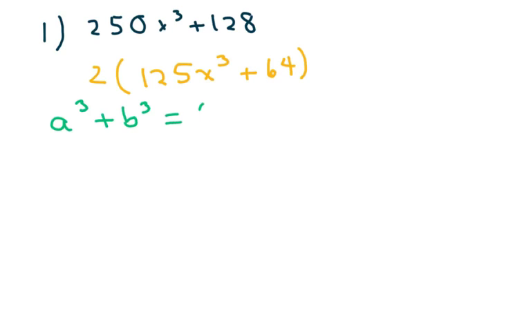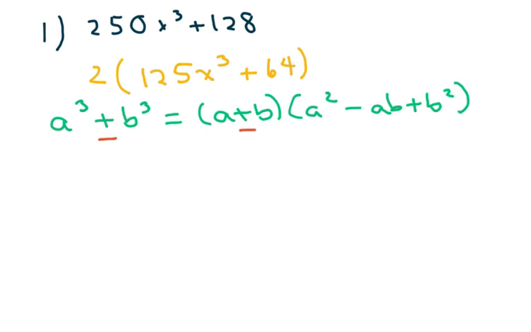Now, the formula for this, and you need to have this memorized, a cubed plus b cubed equals a plus b times a squared minus ab plus b squared. And then you just plug it in, and it's easy to kind of remember this. There's no 2 in it, but it's always like this: plus, plus, minus. And this last part is always squared. So just remember, it's pretty easy to remember. So I'm going to plug this in.